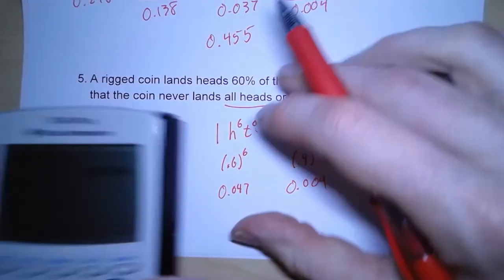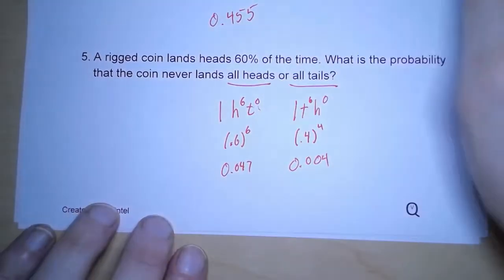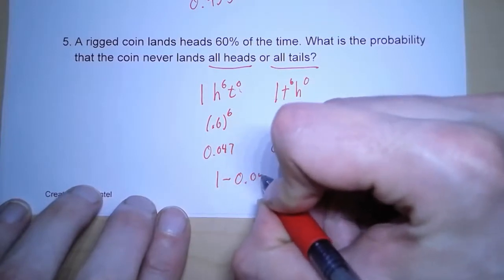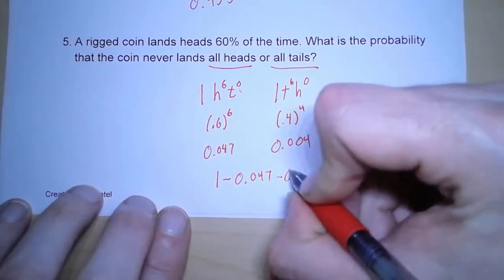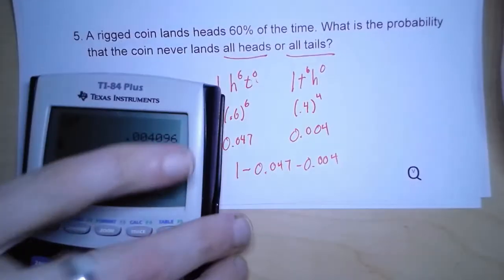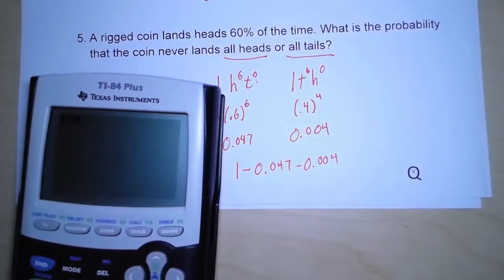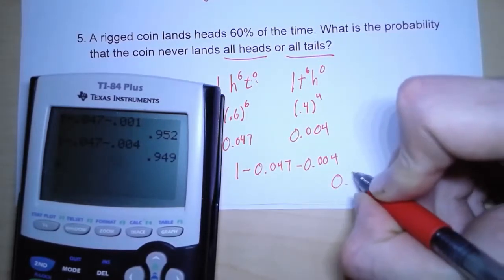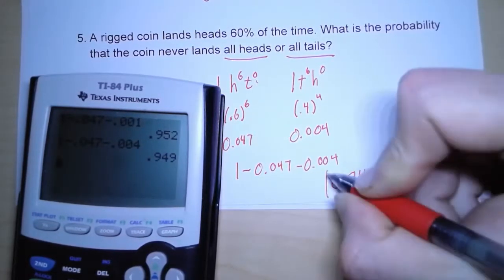Now, since this is the parts we don't want, to get what we do want, we subtract them from 1. So subtract 0.047 and subtract 0.004. So 1 minus 0.047 minus 0.004. Whoops, that should be a 4, not a 1. So we get for this one 0.949 as our answer.